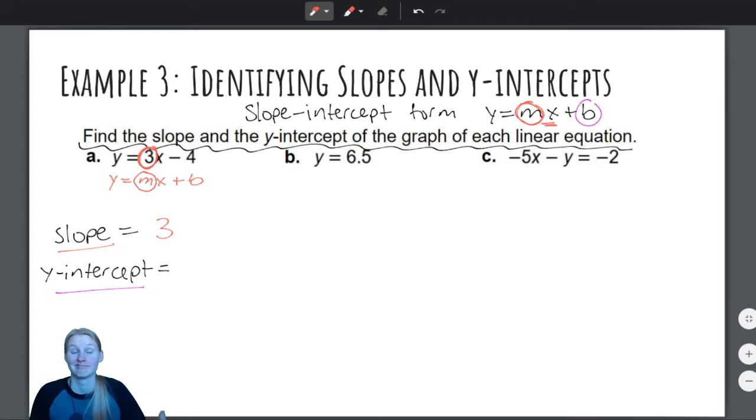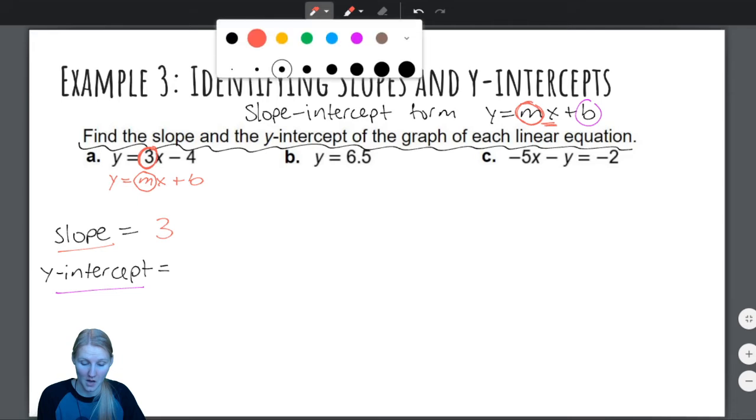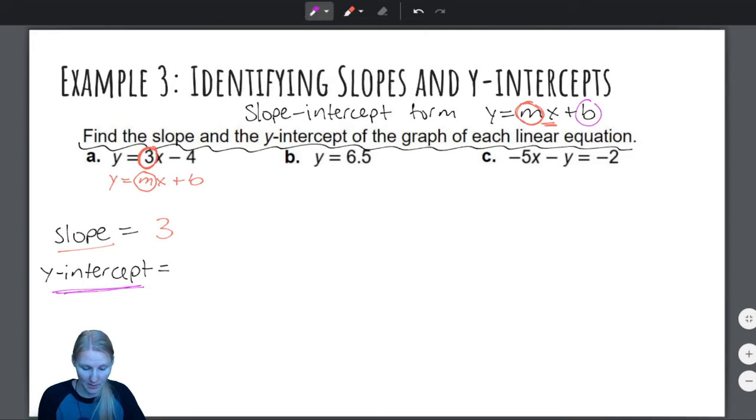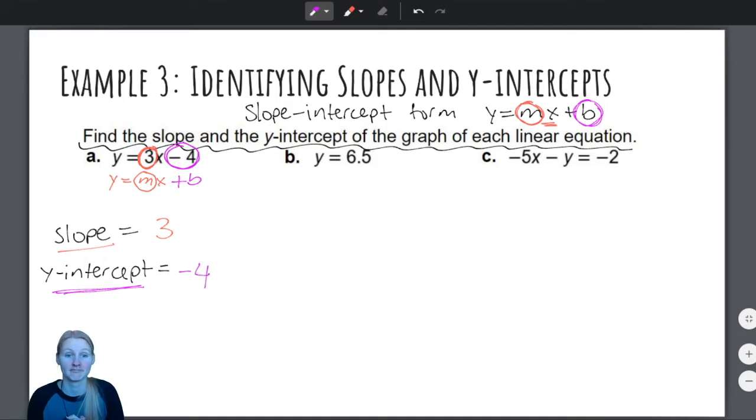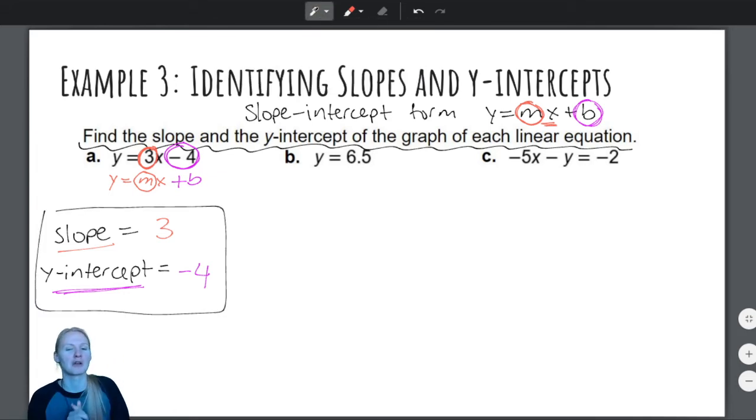There you go. Now the y-intercept is b. y equals mx plus b. b is our y-intercept, and if we look at our equation, we can see that that is negative 4. 3x minus 4. So negative 4 is our y-intercept. And that's it. We're done with part A, because all it asked us to do was find the slope and the y-intercept of the linear equation.